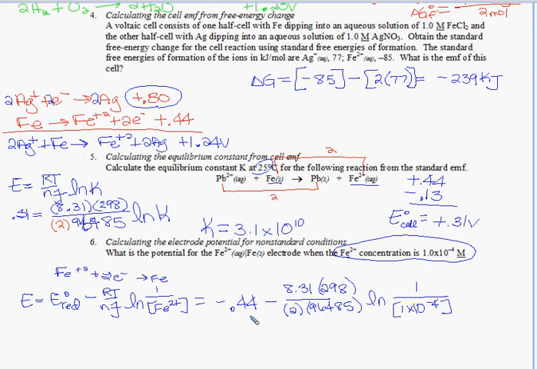All right, we're going to be taking 0.44 and subtracting 0.12, which will leave us with a voltage of 0.32. That will be the voltage of this particular half cell as it's run with a very low concentration. And that is also an excellent example of the Nernst equation.